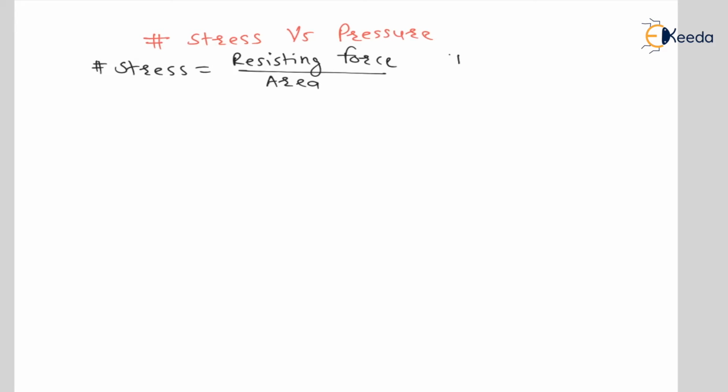And stress is a tensor quantity. Means to define this quantity, we need magnitude, we need direction, and we need the phase on which it is acting, or the plane on which it is acting.